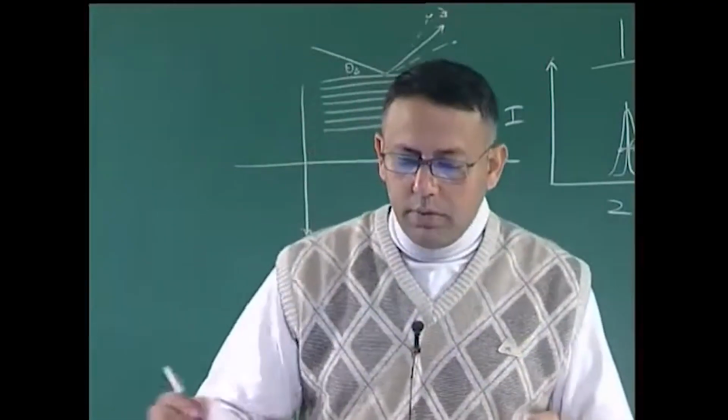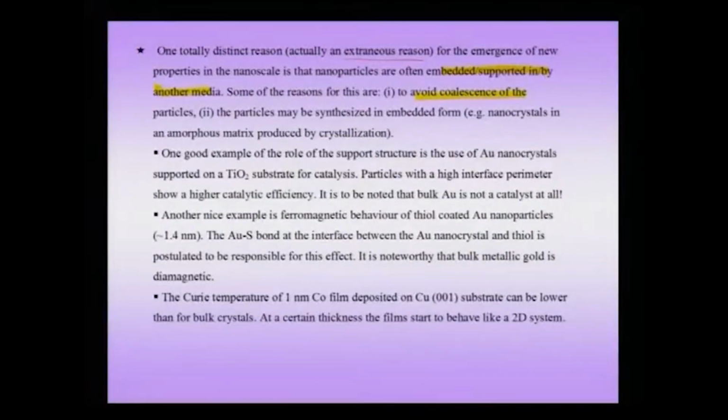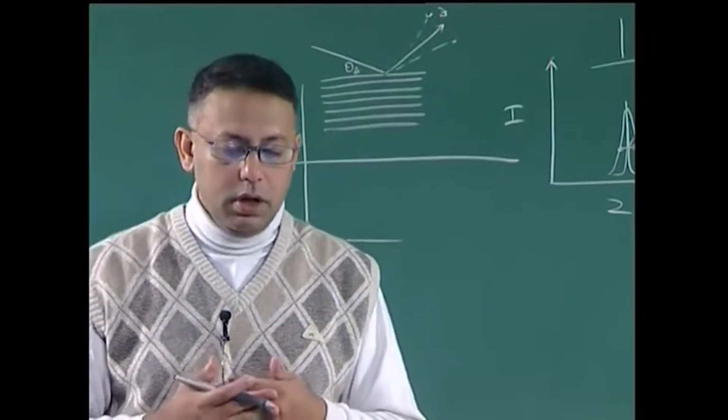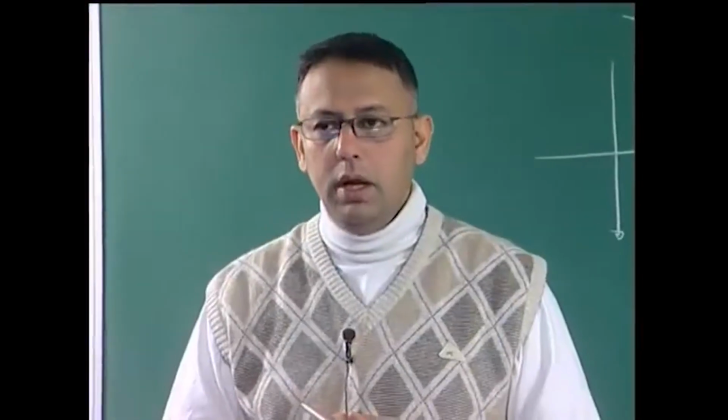Now, another reason why we want to do it is to avoid coalescence of the particles. Suppose I put together gold nanoparticles, they will coalesce, and they may grow with time, and the grain size may become larger than the nanocrystals with which we started. The second reason, of course, is that the particles may be synthesized in embedded form. For instance, when you are talking about nanocrystals from an amorphous matrix, it may be produced by crystallization of the amorphous matrix, and therefore it is by design or by default embedded in an amorphous matrix.